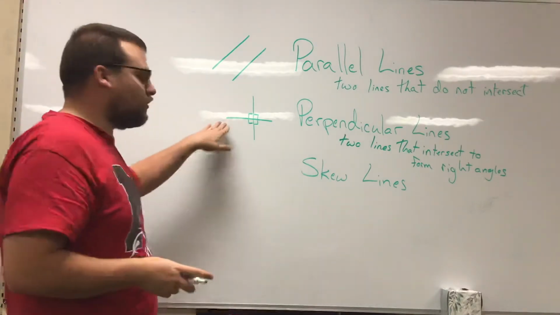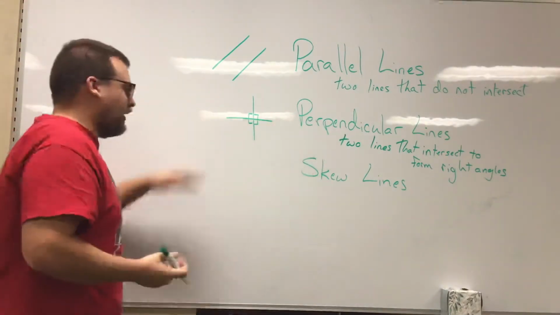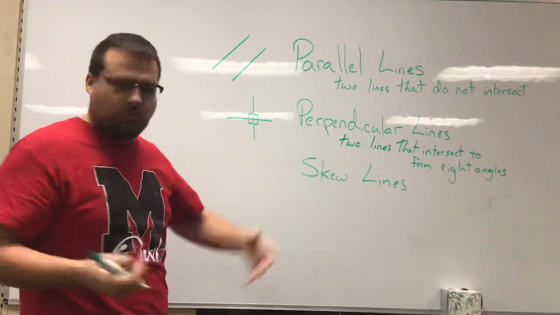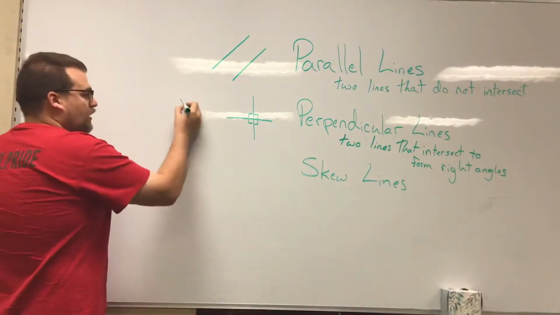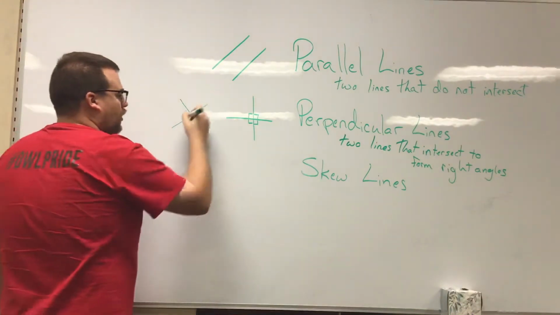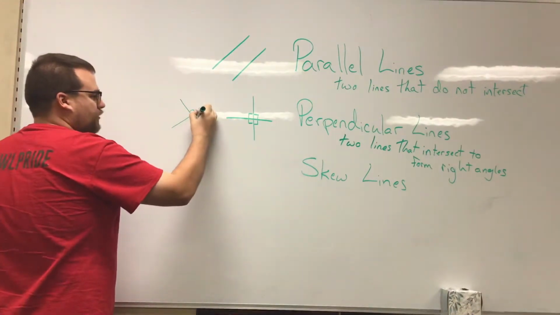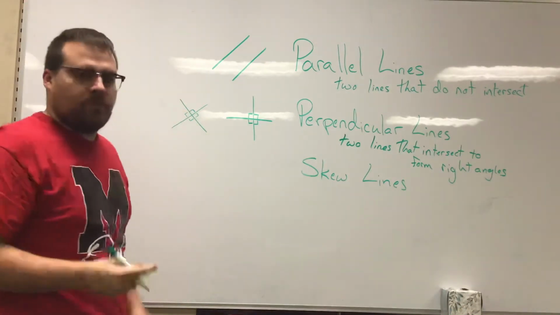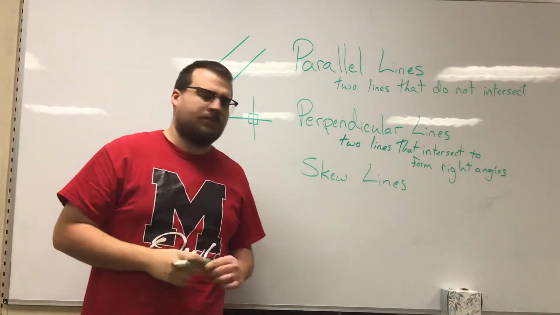Now, it's possible for these to be diagonal too. I know we used an example of a straight up and down, vertical and horizontal, but lines that are going diagonally can also intersect in a perpendicular manner. Entirely possible. But that's what perpendicular is.